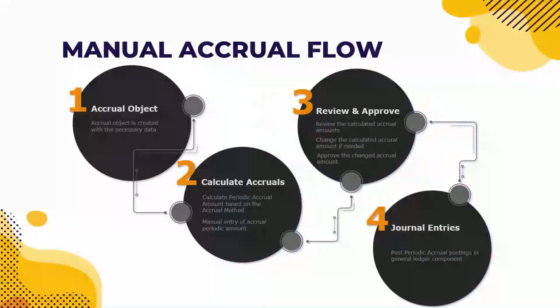Now let us understand the flow of how the manual accruals are calculated in the accrual engine. The first step is creation of an accrual object. That means we enter the accrual data manually in the accrual engine by creating an accrual object. And once the accrual object is created, the system calculates the plan based on this calculated accrual amount. The accrual postings are taken place in the general ledger component.